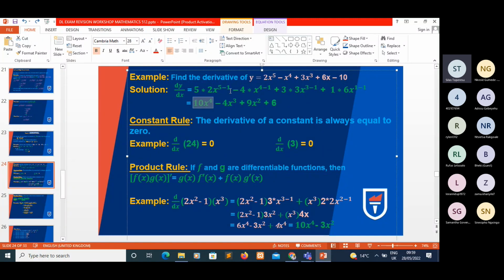Then I'll move to the next one here. 4 times x to the power 4 minus what? That's how I get 4x squared cubed. Okay? I'll move to the next one here. That's how I get 3 times 3, that's how I get 9x squared. Then I'll move to the next one. This is x, that's how I get 6. So this is the result of my differentiation.